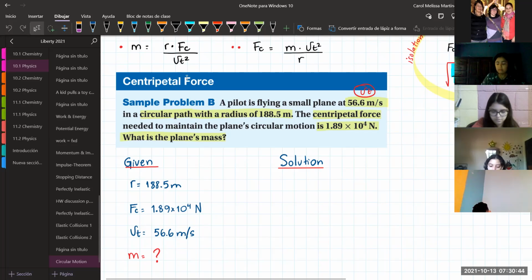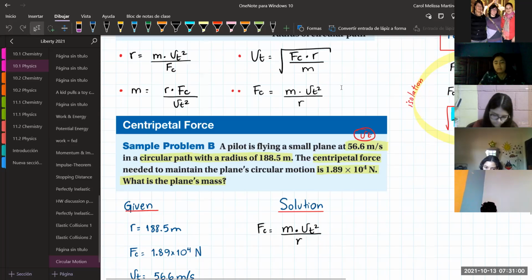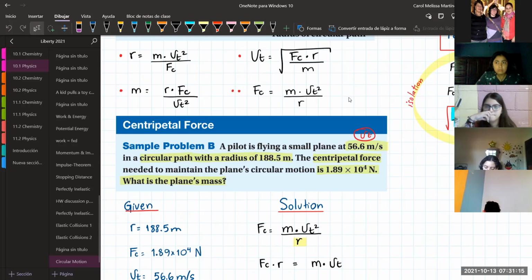So this is your main equation. M times Vt to the second power divided by the R. So the first thing I move is the radius. It divides, so I send it to the other side to multiply. So Fc times R equals M times Vt to the second power.